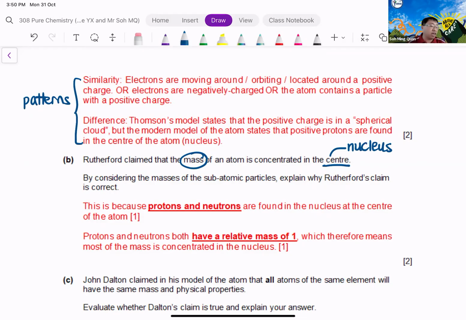So nucleus contains what? Nucleus contains protons and neutrons. Right? Nucleus contains proton and neutron. Proton and neutron have a relative mass of 1. And that's the answer, right? You just needed to say that the protons and neutrons are found in the nucleus and both have a relative mass of 1. And that gives you the answer. Okay?